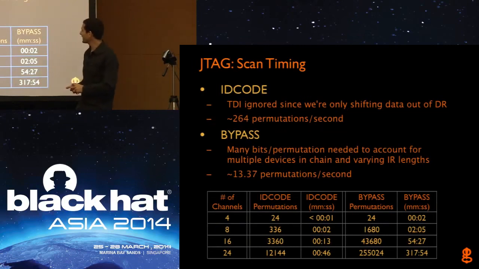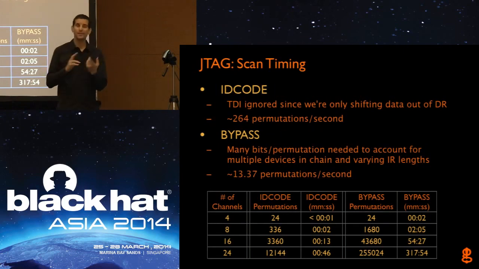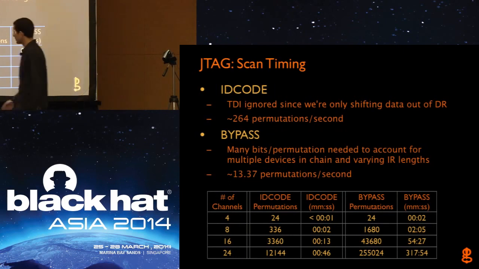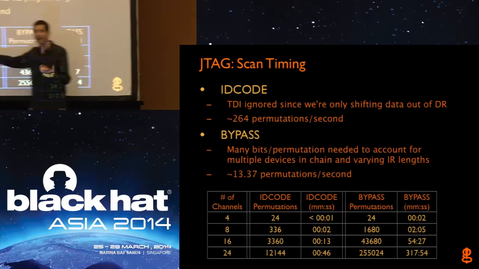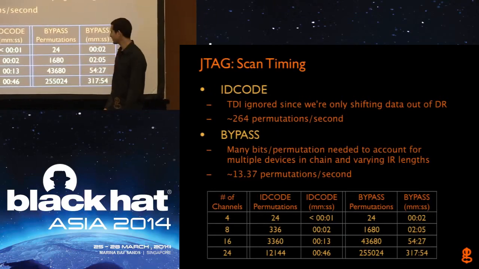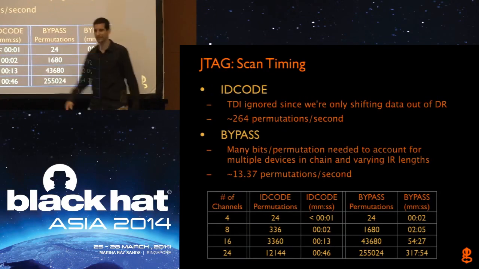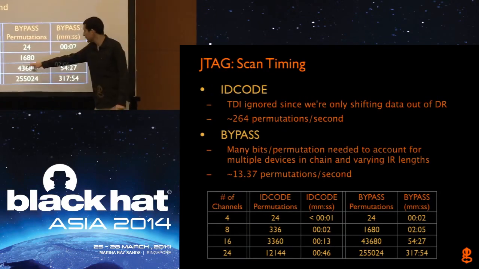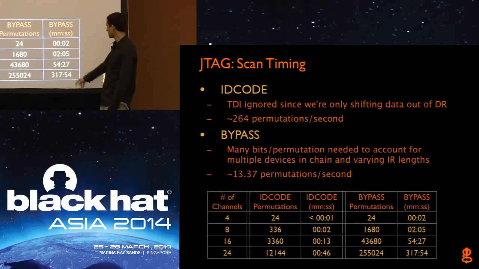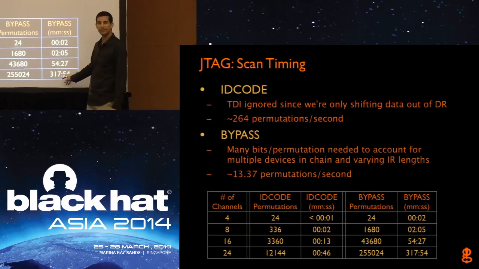And the reason it's so much slower is because we have to deal with TDI and we have to shift in all of these different bits. But still, if you look at it like, say we had 8 channels hooked up, 8 unknown test points on the board, 2 seconds to do an ID code scan. Even less than a minute for 24 channels. But then if we had 24 channels for bypass, almost 255,000 permutations, I think it's a little more than 5 hours.